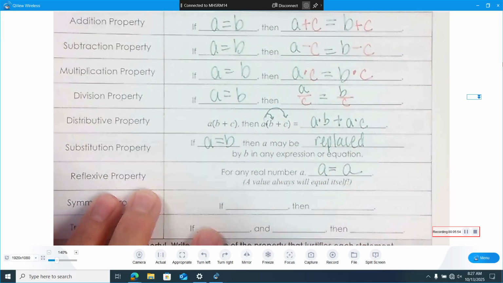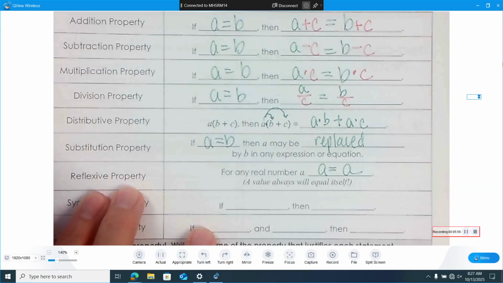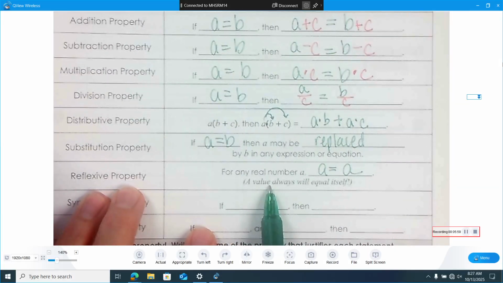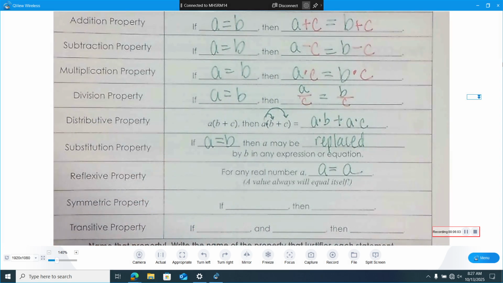The reflexive property: A is equal to A. It's like its own reflection. A value will always equal itself. That's true all the time. 2 is equal to 2. X is equal to X. 12 is equal to 12. It's a reflexive property. Yes, sir?